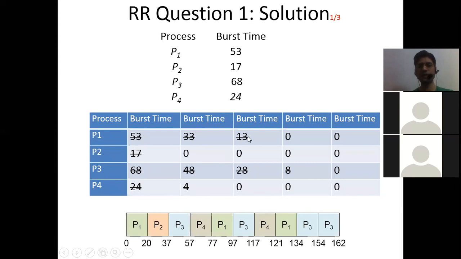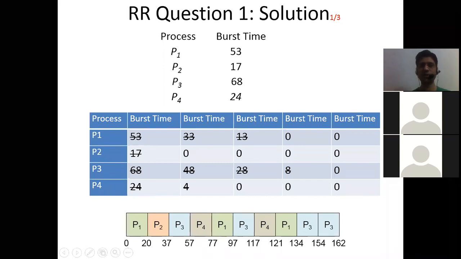Now we can see that only P1 and P3 are there in the ready queue. P2 and P4 have exited as their execution has been finished. So 13 unit time will be given to P1 once again, 121 to 134. And then the chance of P3 will come. 20 time slot in the first session will be given, and then the remaining 8 unit will be given to this P3.